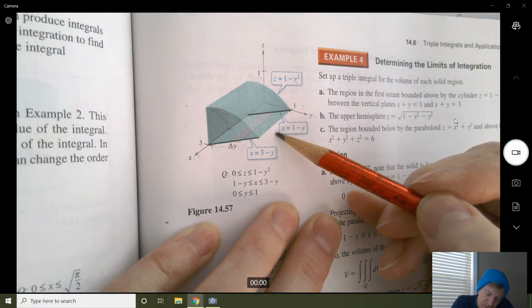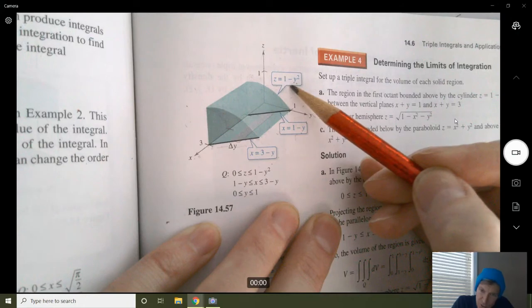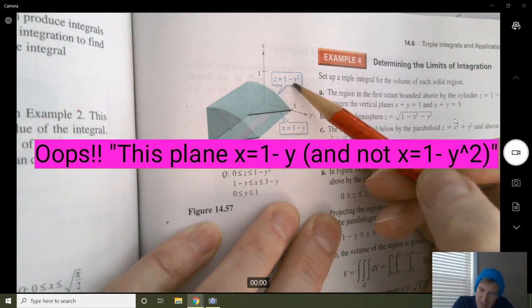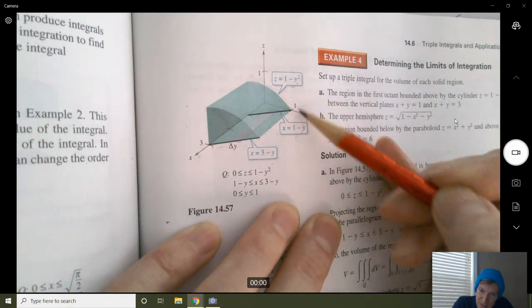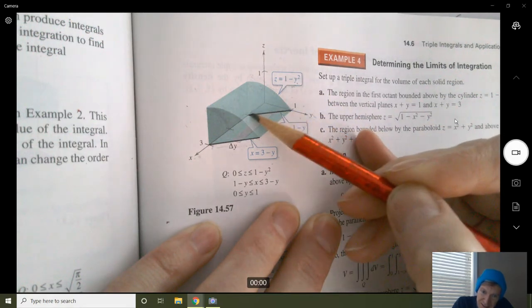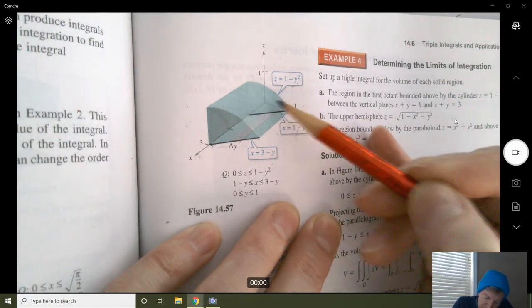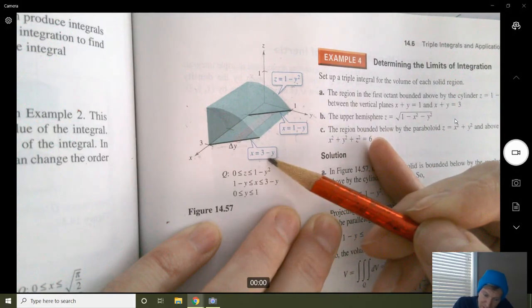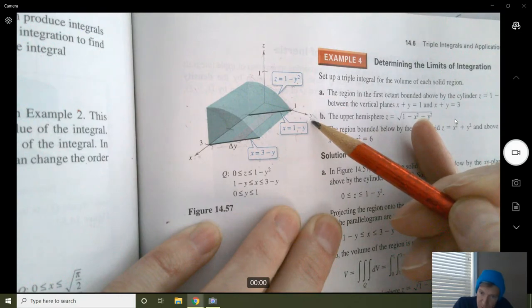Now think about this. It might be tempting to do the x's first, where x goes from this plane, x equals 1 minus y squared. Notice that's a plane, this plane back here. It's a little tricky because that's not parallel to the yz plane. It's slanted. Notice this is x equals 1 minus y. So you've got a slanted plane here. If you go from there to this plane, x equals 3 minus y. Again, not parallel to the yz plane.